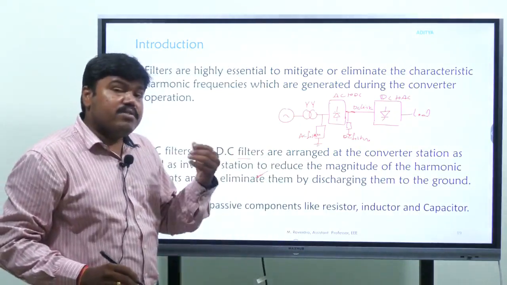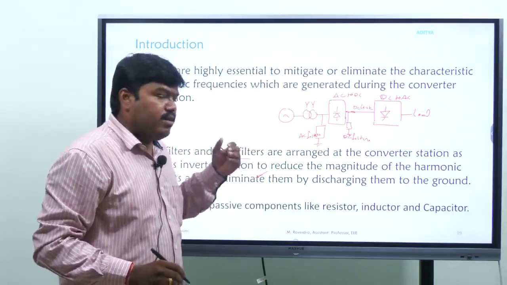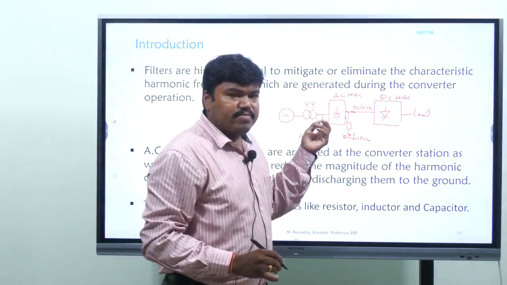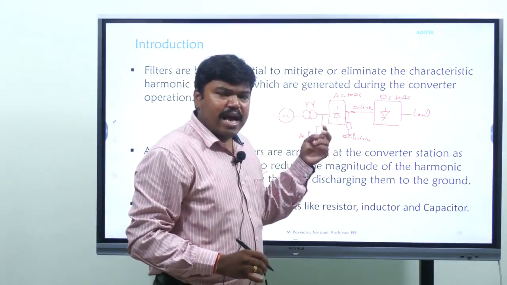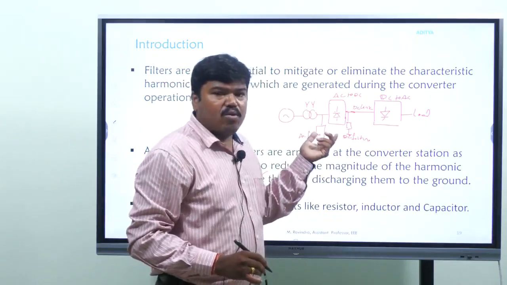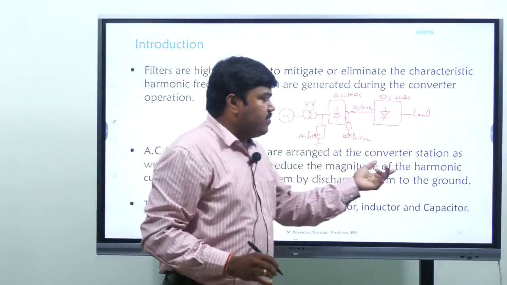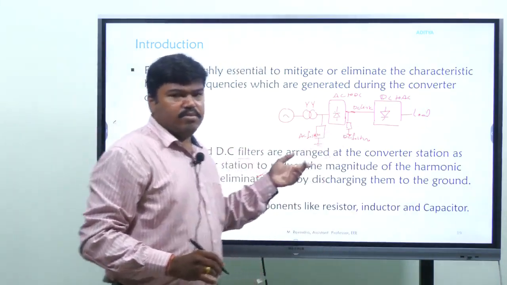Why do we say reduce the magnitude of the harmonic currents? Because the third harmonic generated at the transformer has the highest magnitude. To reduce these lower order harmonics and eliminate the magnitude of these harmonic currents, we discharge them to the ground.